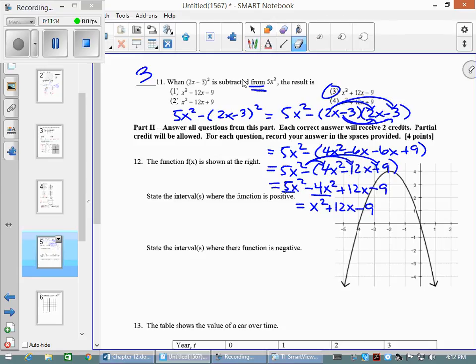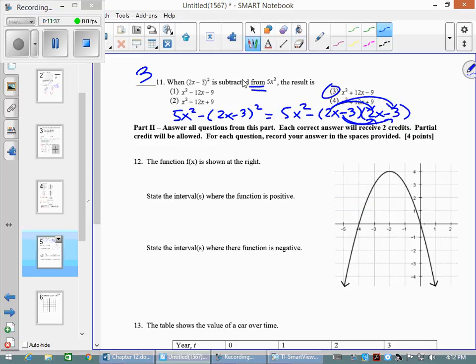Number 12. We're being given function f of x, and they want us to state the interval where the function is positive. I used a different color here because positive and negative is going to be above or below the x-axis. So if I first look, again, this is my x-axis, my y-axis, anything above the x-axis is where my function is considered to be positive. So everything up here. Now the function is neither positive or negative on the x-axis. That is where my function is 0.